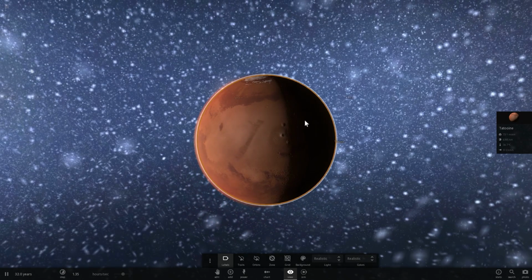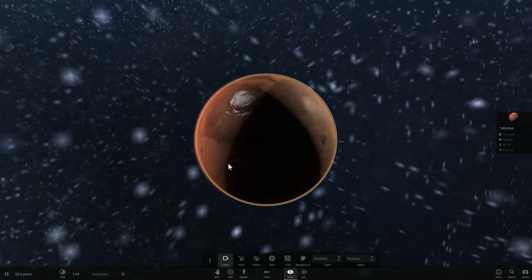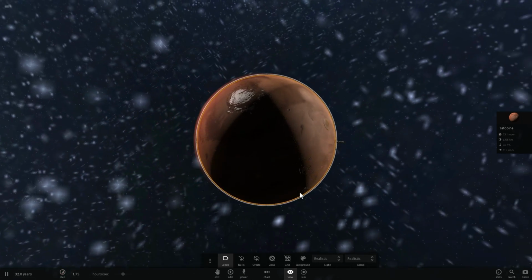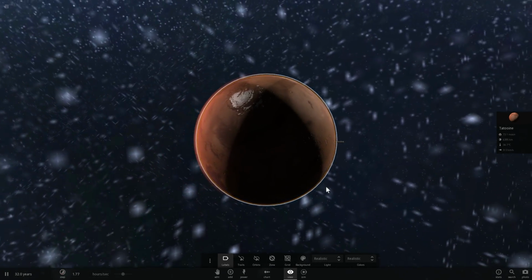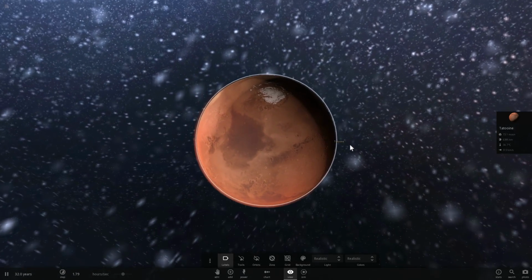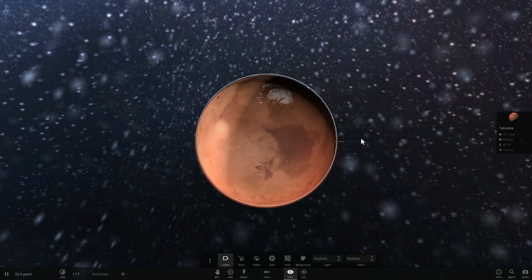Now let's talk about the actual solar system first. As you can see, there are 2 stars and they create these really beautiful shadows on the surface of this planet. So instead of having just dawn, dusk, night and day, you actually have something like 8 different times of day.